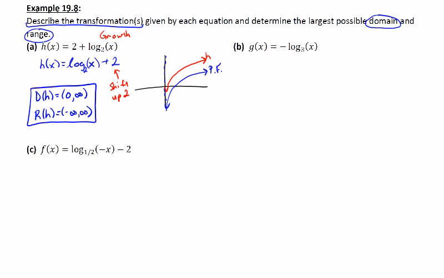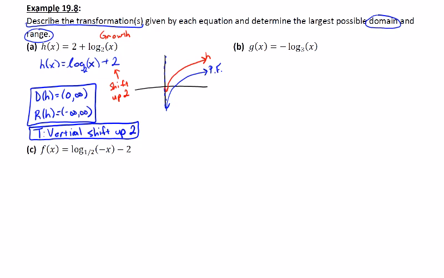The transformation conversation is also done, and I'll just write it up nicely here. I'll use capital T for transformation, and I will say vertical shift up by 2. And that takes care of h of x. Let's do the same thing for part B. We have g of x is equal to -1 times the log base 3 of x.